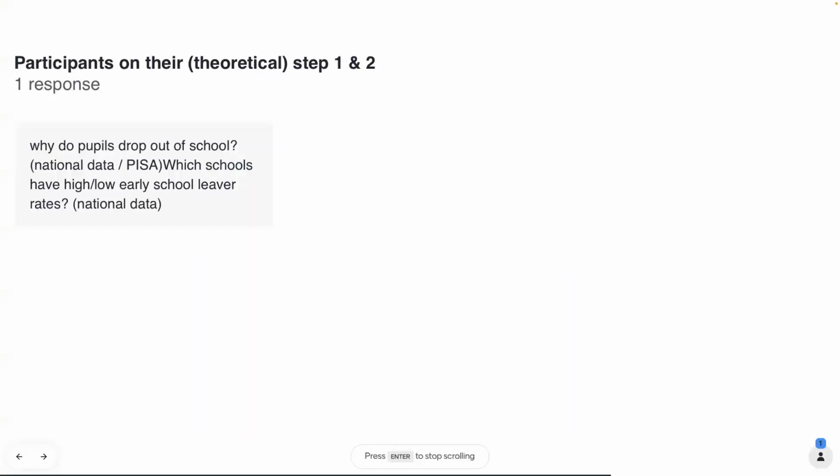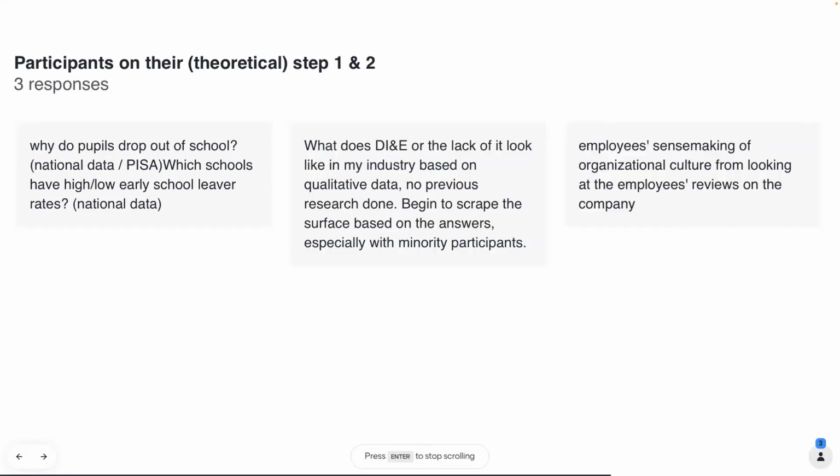Okay, so we've got, why do pupils drop out of schools? National data. Which schools have high, low, early school leaver rates? National data. Yeah, that sounds super, super interesting. What does DI&E or the lack of it look like in my industry based on qualitative data? No previous research done. Begin to scrape the surface based on the answers, especially with minority participants.